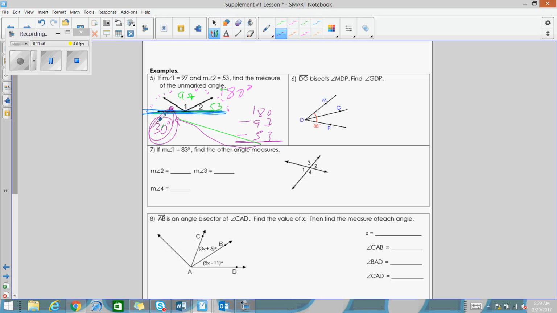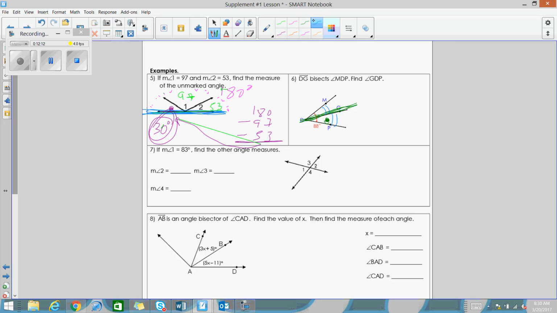All right. Number 6, DG bisects angle MDP. So this DG, this is your knife. This thing's cutting in half. Now, it says find GDP. GDP is this little half angle here. Now, angle bisector means that this angle is split into 2 congruent parts. These 2 are congruent to each other.